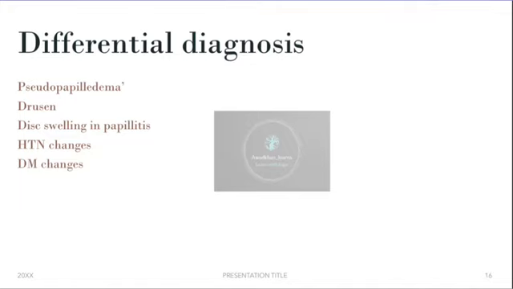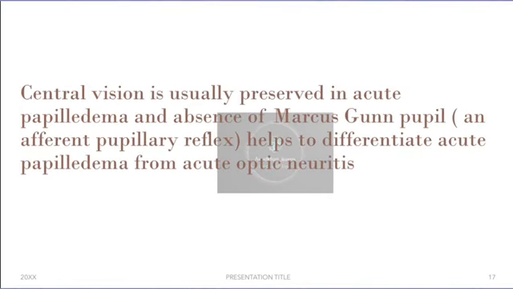So differential diagnosis for papilledema are pseudopapilledema, optic disc drusen, disc swelling in papillitis, hypertensive retinal change, diabetic retinal change. In papilledema, central vision is usually preserved in case of acute papilledema, and absence of Marcus Gunn pupil and afferent pupillary defect helps to differentiate acute papilledema from acute optic neuritis.